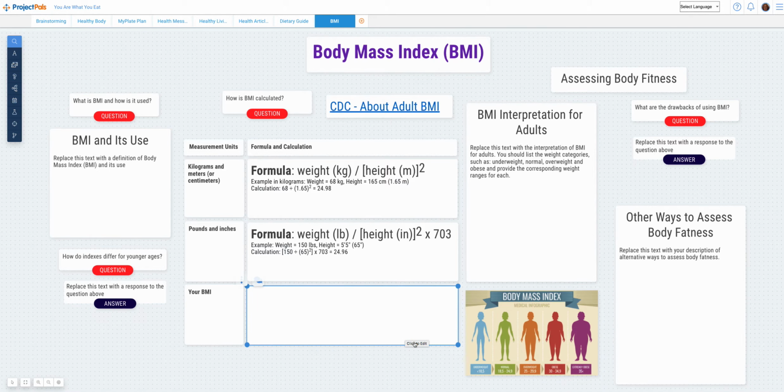You should also discuss the interpretation of BMI for adults by specifying what underweight, normal, overweight, and obese mean and provide weight ranges for each. You should also provide information about other ways to assess body fatness by editing its text box. In addition, you should answer the questions posted on the workspace.